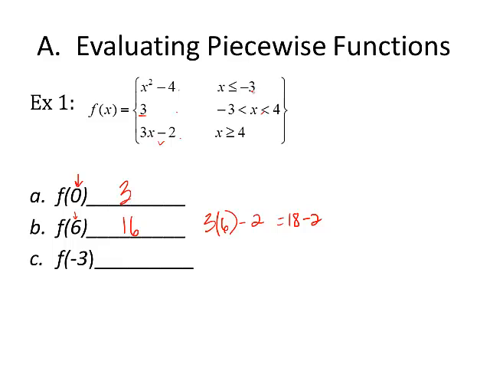Look at C, f of -3. Where does -3 fall? Well, x is less than or equal to -3, so it's this equation. I use the top one. So I put in a -3 for x. -3 squared is 9 minus 4 gives me 5. So that's how you evaluate. Use those inequalities to help you narrow down which equation to plug into.